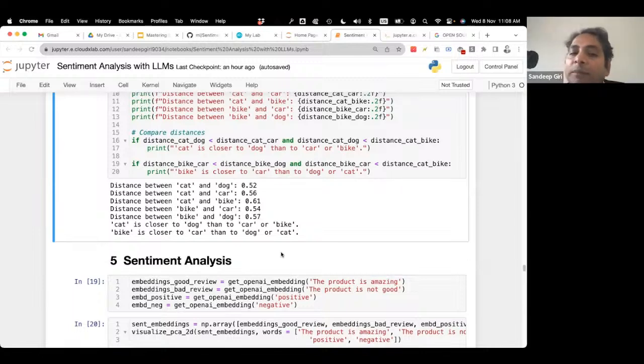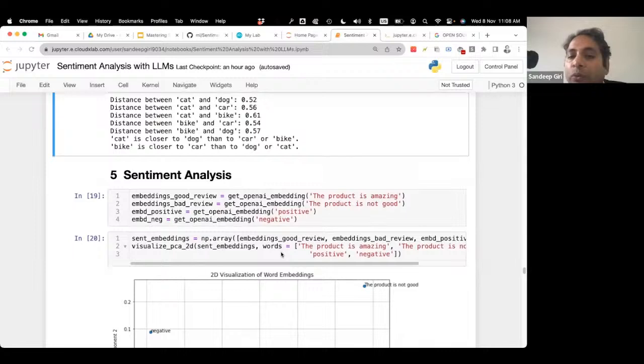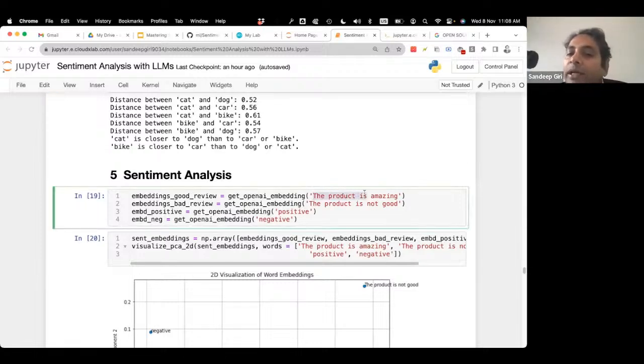Okay. Now comes the utility part of this knowledge. Can I use it? Where can I use it? Now let's go back to the question that we started with. Can we do the sentiment analysis using this technique? Okay. So what we are going to do is use this in order to figure out whether a particular review is positive or negative. So imagine that you have a sentence saying the product is amazing.